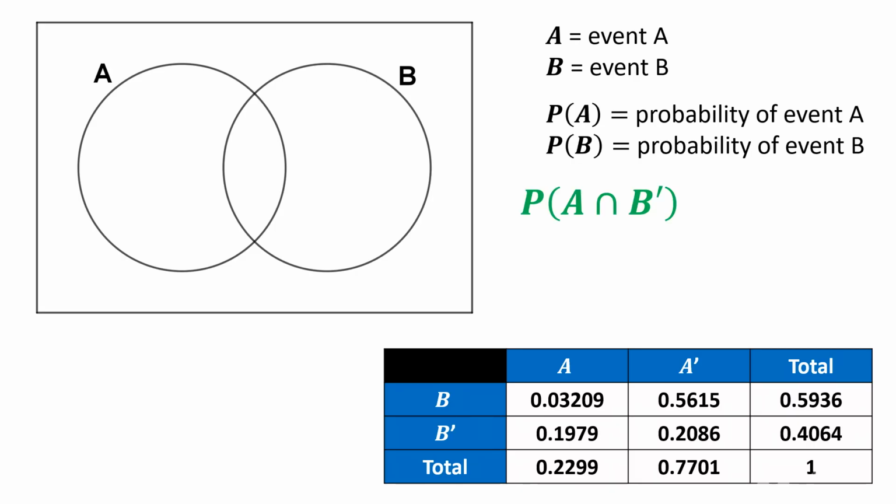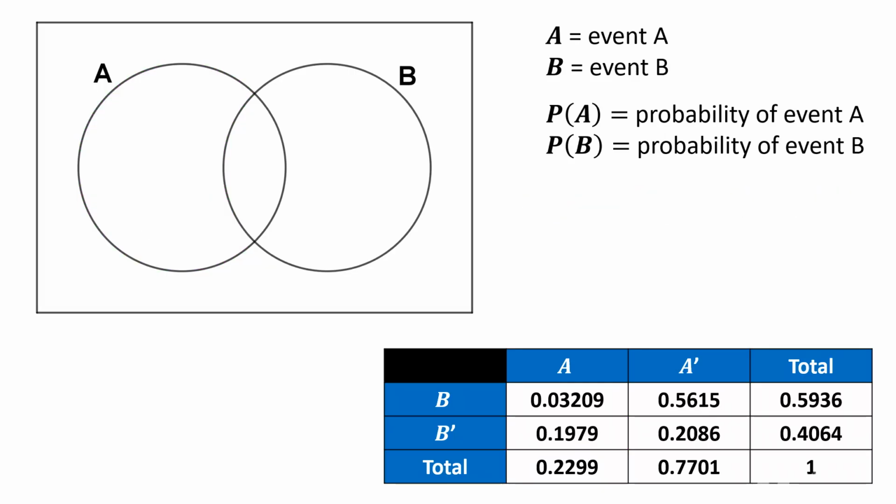Right, here's a couple of tricky ones to finish with. P bracket A intersect B dash. So it's the intersection of A and not B. So we want A and not B. So that's this region. It's just A by itself. The students taking calculus by themselves.